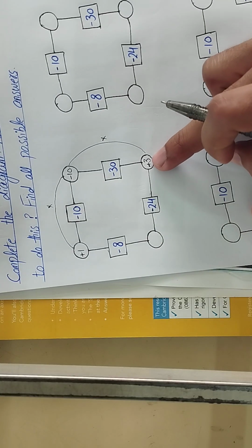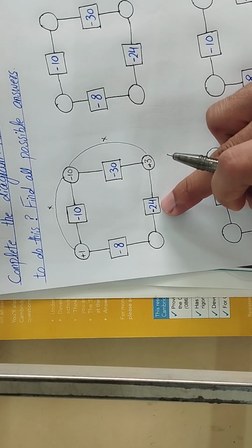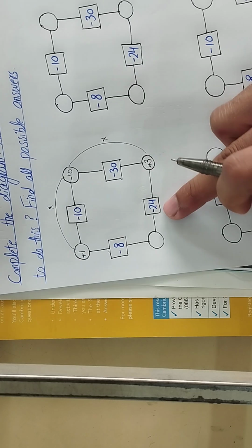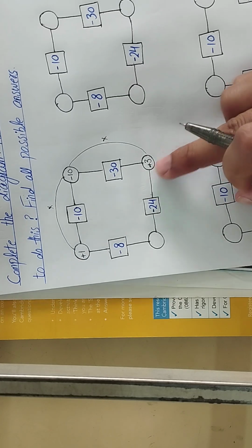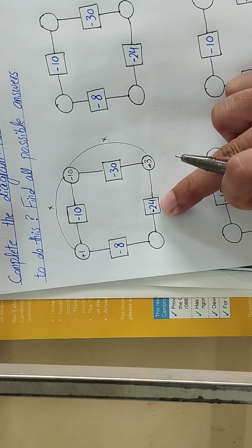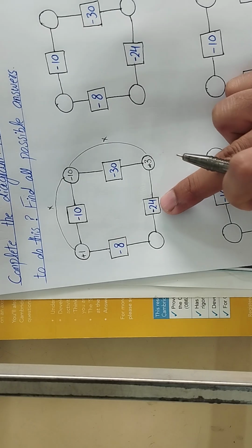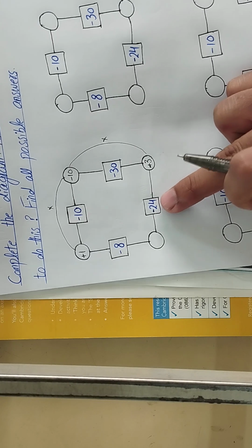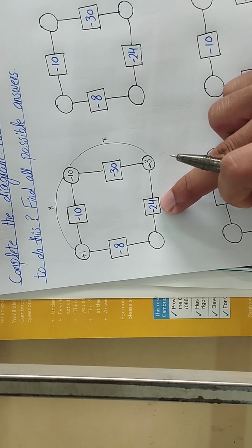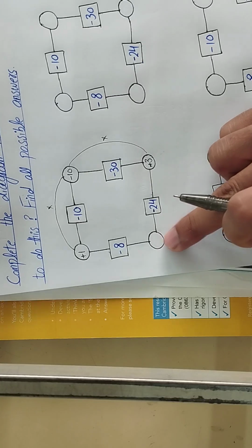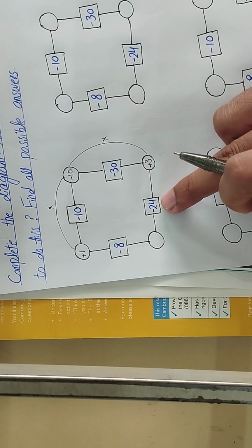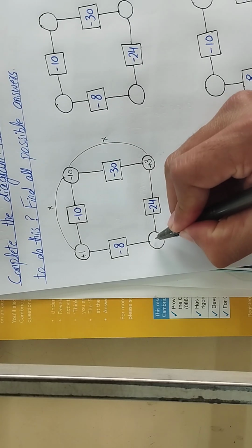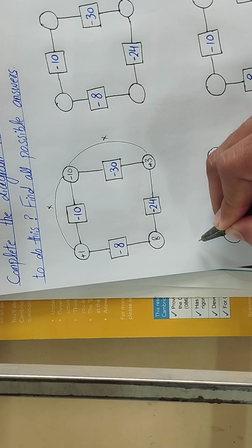For that, read the table of 3 and see where 24 comes. 3 ones are 3, 3 twos are 6, 3 threes are 9, 3 fours are 12, 3 fives are 15, 3 sixes are 18, 3 sevens are 21 and 3 eights are 24. It means we should write 8 here in this circle to get 24 in this square.